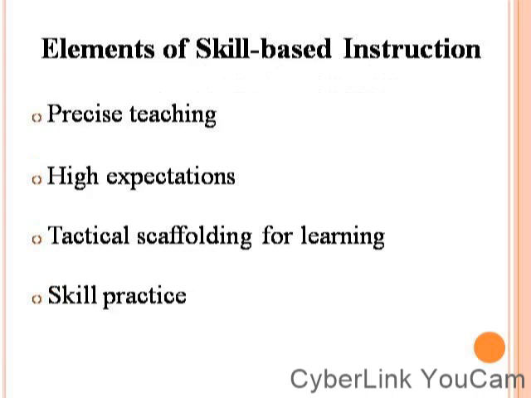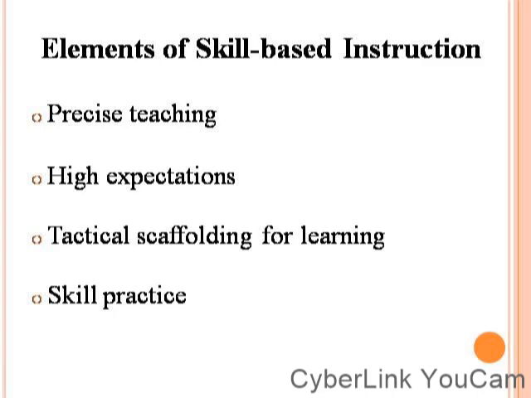Skill-based instruction relies on four elements. First one, precise teaching. It involves directing the attention of learners towards a specific learning in a highly structured environment. The focus is on producing specific learning outcomes. Topics and contents are broken down into small parts and taught individually. It involves explanation, demonstration, and practice. Second one, high expectations. It typically refers to any effort to set the same high educational standards for all students in a class, school, or education system.